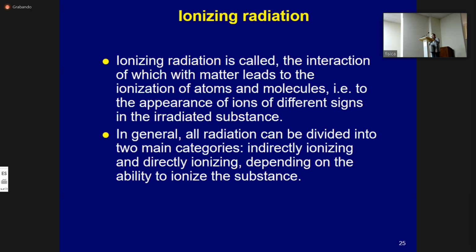The emission of ionizing radiation accompanies the transformation of nuclei. In general, all radiation can be divided into two main categories: indirectly ionizing and directly ionizing, depending on the ability to ionize the substance. Ionizing radiation is radiation, the interaction of which with matter leads to the ionization of atoms and molecules. It leads to the appearance of ions of different signs in the irradiated substance.